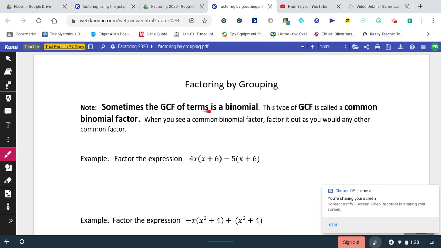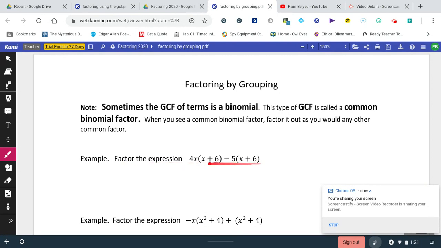Sometimes the GCF of terms is a binomial. So in the last lesson, the GCF was just some monomial. It was just one term. But sometimes the GCF is a binomial. This type of GCF is called a common binomial factor. So when you see a common binomial factor, you factor it out as you would any other common factor. So I'm going to show you exactly what I'm talking about.